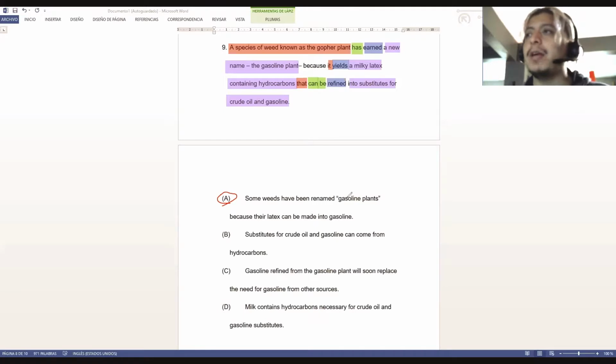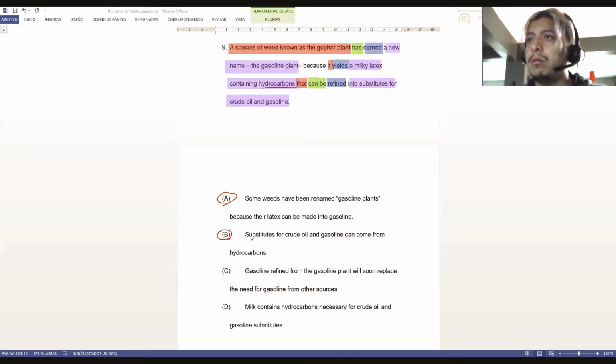Some weeds have been renamed gasoline plants because their latex can be made into gasoline. Substitutes for crude oil and gasoline can come from hydrocarbons. So the substitutes of this, well, it says the latex containing hydrocarbons can be refined into substitutes for crude oil and gasoline. So I think yes, yeah.